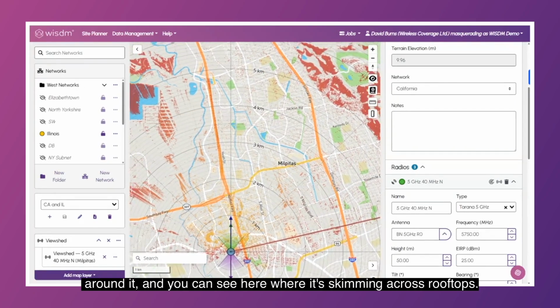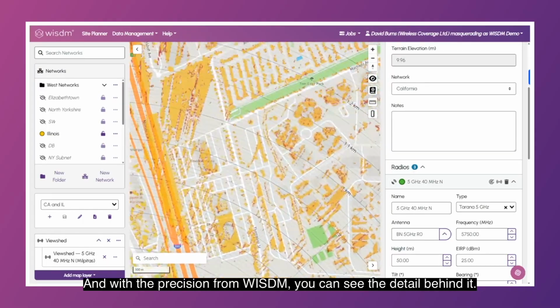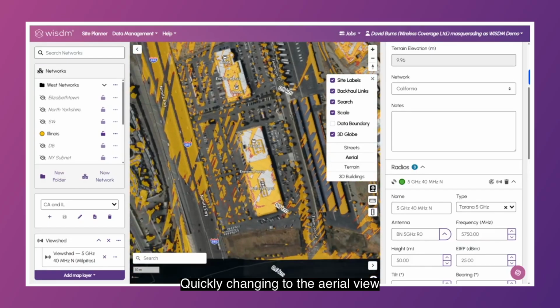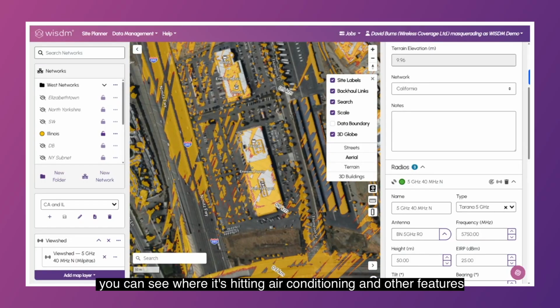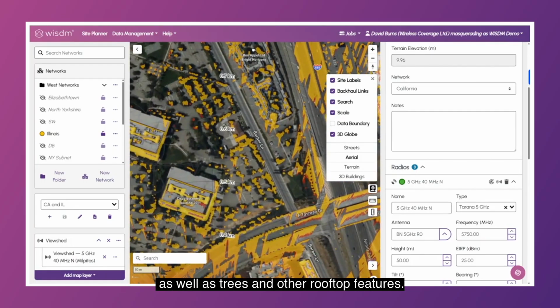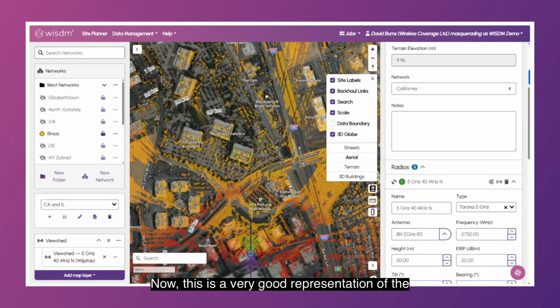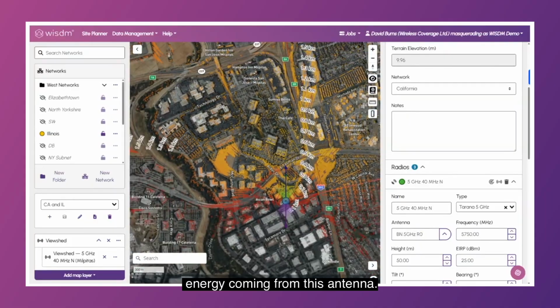And you can see here where it's skimming across rooftops, and with the precision from WISDM, you can see the detail behind it. Quickly changing to the aerial view, you can see where it's hitting air conditioning and other features, as well as trees and other rooftop features. Now, this is a very good representation of the energy coming from this antenna.